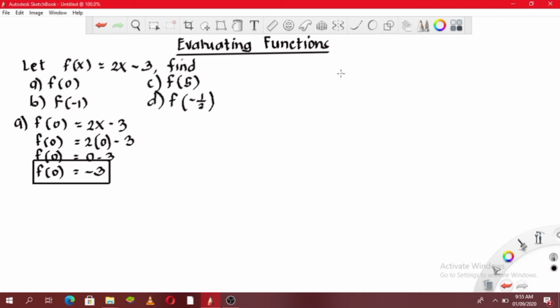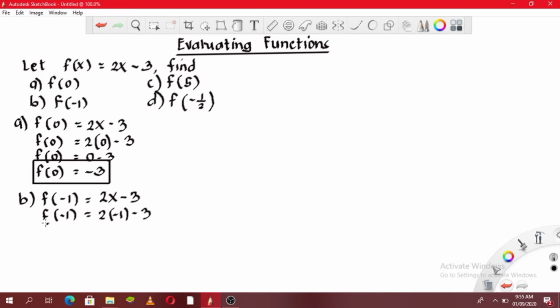Okay po? Let's have letter B. F of negative 1. So, what will be the value of the function if x is negative 1? So, again, the function is 2x minus 3. Ngayon, papalitan natin ang x ng negative 1. So, we have f of negative 1, that is 2 times negative 1 minus 3. Okay, now solve.